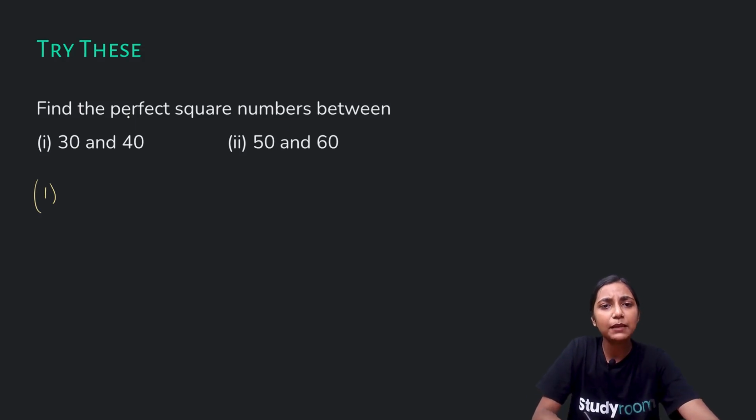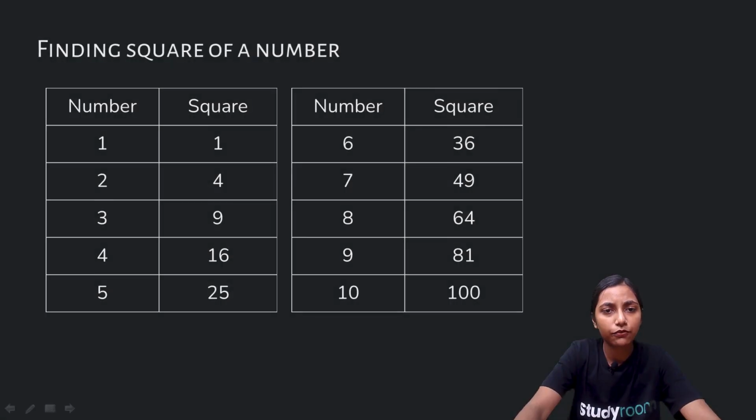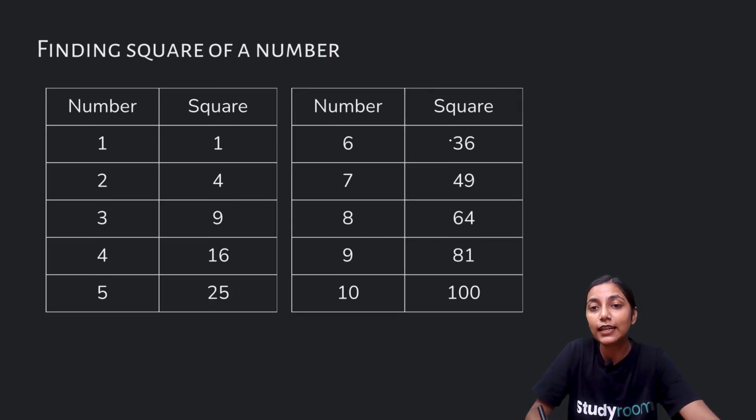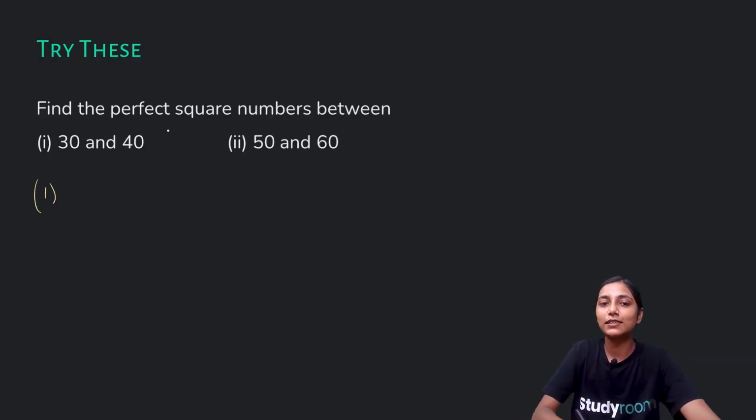Now let's find the perfect square number that lies between 30 and 40. From here you can see that between 30 and 40, we have 25 before, 36 in between and 49 after. So between 30 and 40 the perfect square is 36. So what is the perfect square number between 30 and 40? It is 36, which is equal to 6 square.